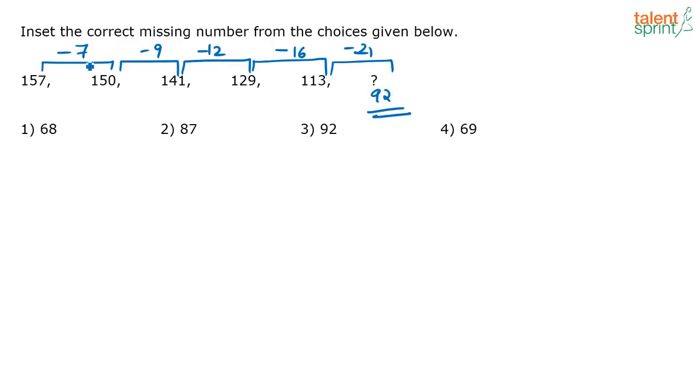See, I hope it is clear. Here the difference is 7. Here the difference is 9, 12, 16. Now, 7 plus 2 is 9. 9 plus 3 is 12. 12 plus 4 is 16. The next one should be 16 plus 5, so 16 plus 5 is 21. So, the correct answer is option 3, 92.